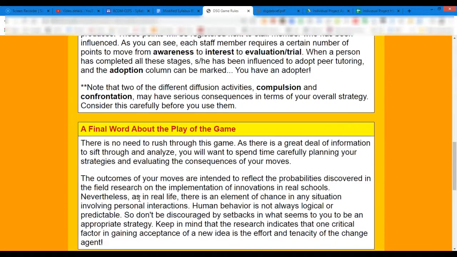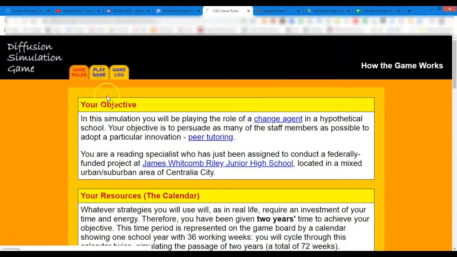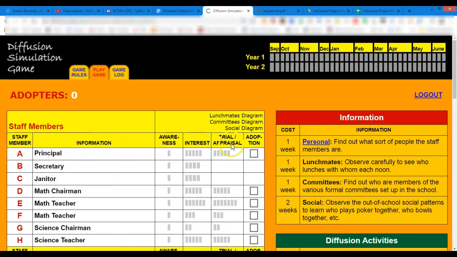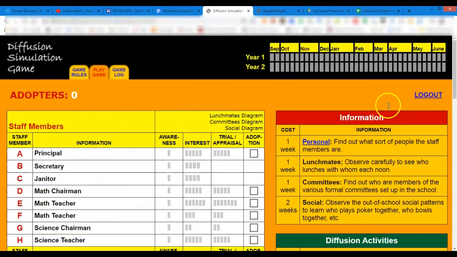So basically, read this first page. Once you have read it, say play game. You need to read this, guys. You can ask me a question. Now, this is a game. What you have is the first year here. This is the second year.